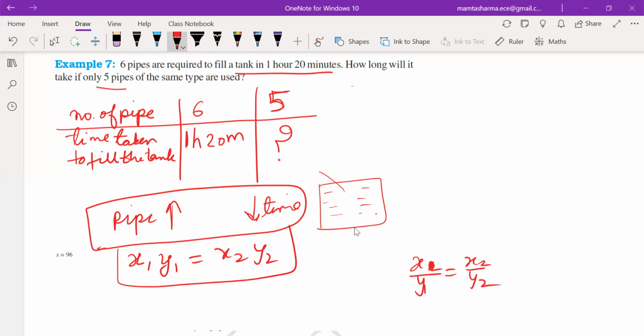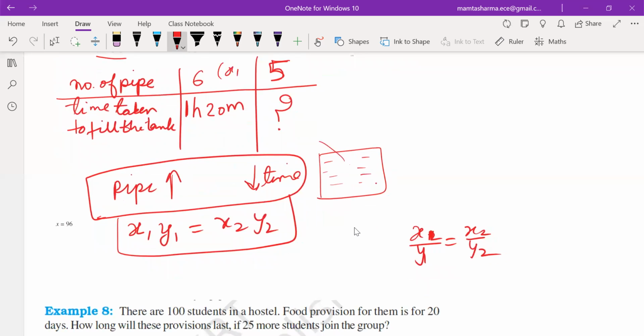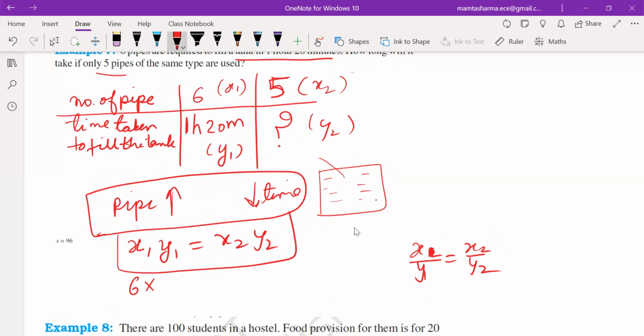So put the values. This is x1, this is y1, this is x2, this is y2. You have to find out y2. x1 is 6. Now see, it is 1 hour 20 minutes. Whenever this type of time is given, you can convert the whole time into minutes, or convert the whole time into hours. Convert in 1 unit only. Don't keep 1 hour 20 minutes. How will you do the calculation then?